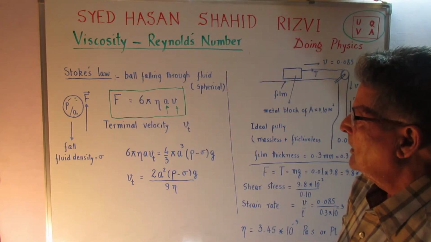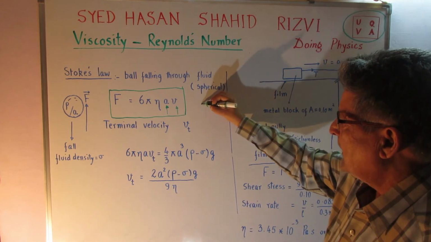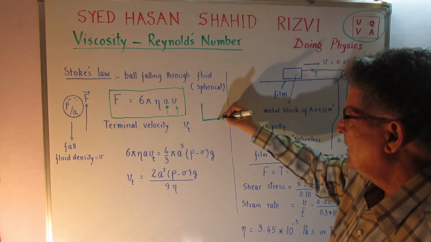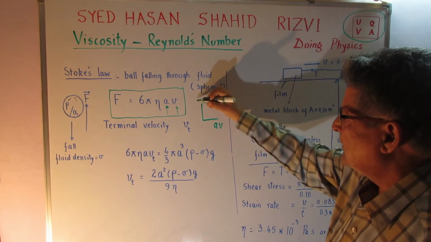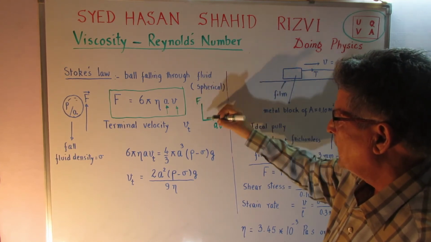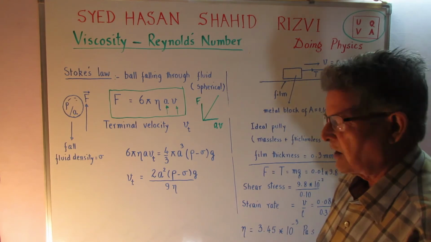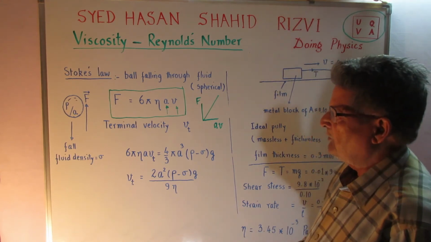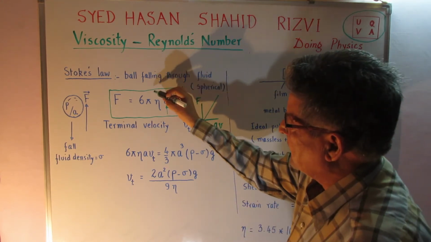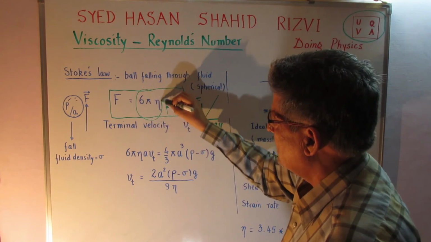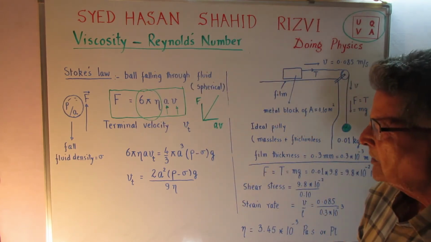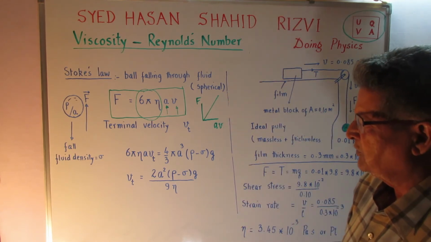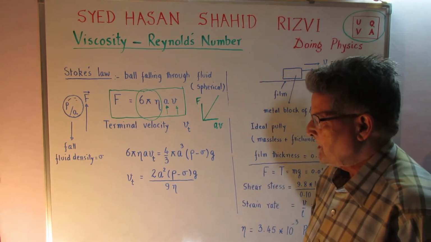So we can plot F as a function of A into V on this side, and the force on this side. We get a graph like this, the slope of which will yield 6 pi eta, and from there we can calculate the value of eta. So anyway, there are many things which we can talk about.